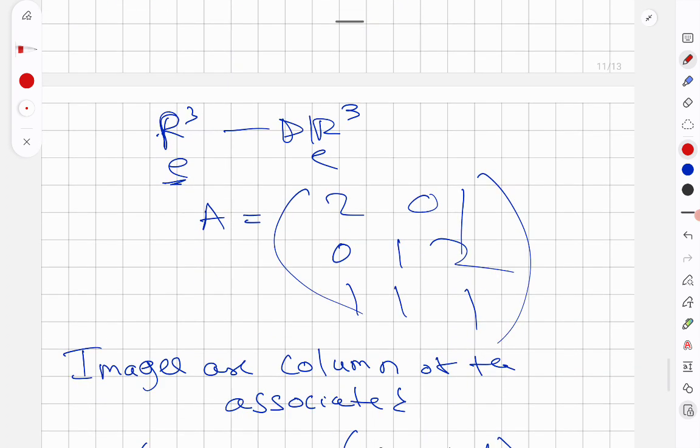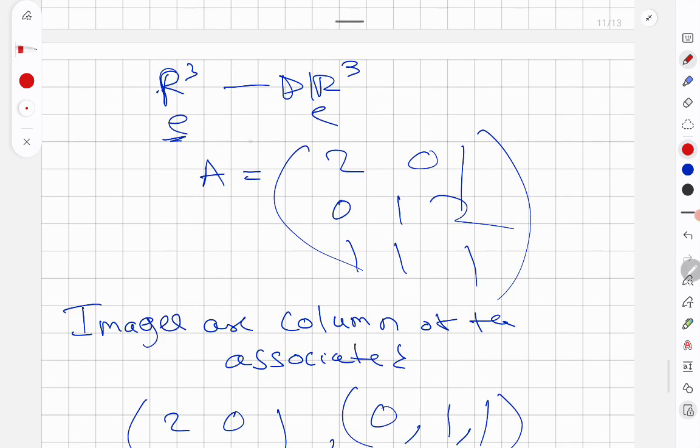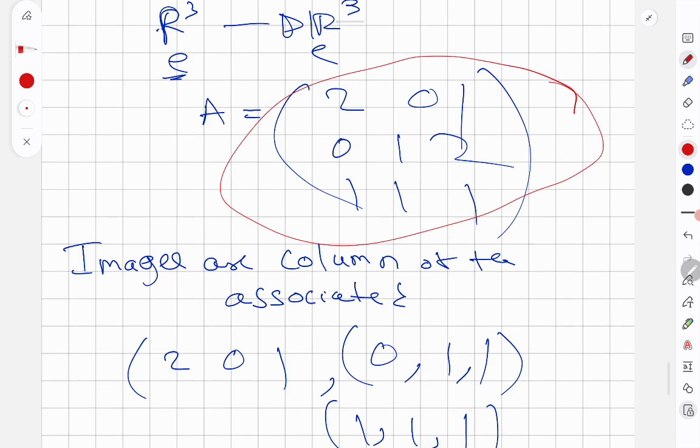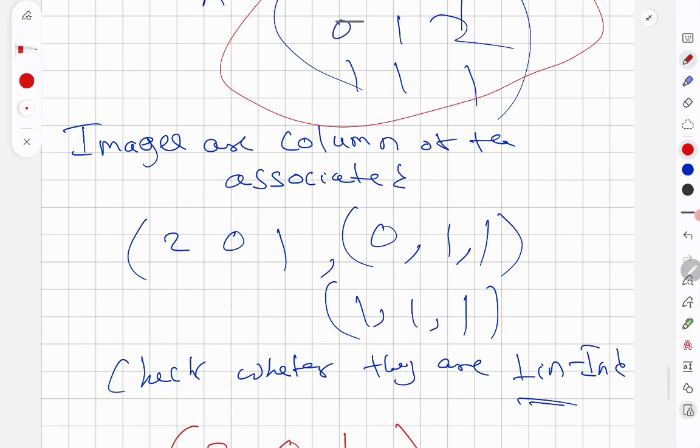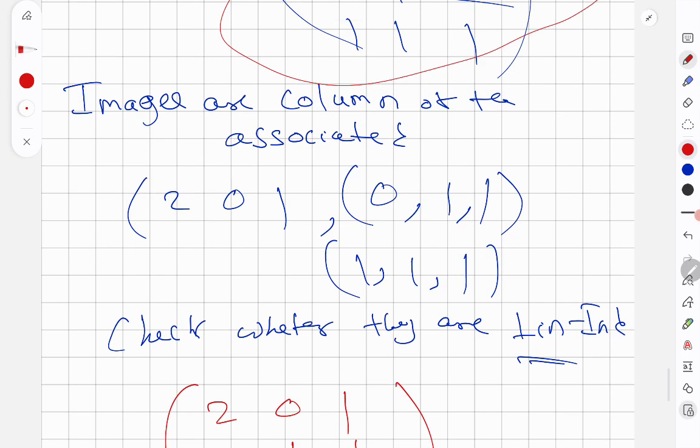And reversely, if you have a map that goes from standard basis to standard basis, R3 to R3, and you have the associated matrix, the question asked about the images. So the images are the columns of the associated matrix. But wait, the work is not finished yet.